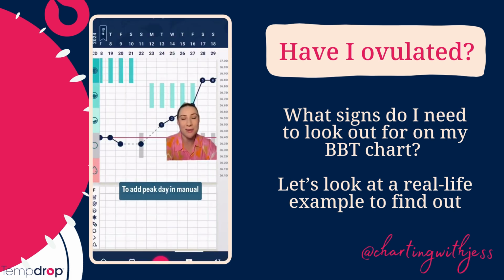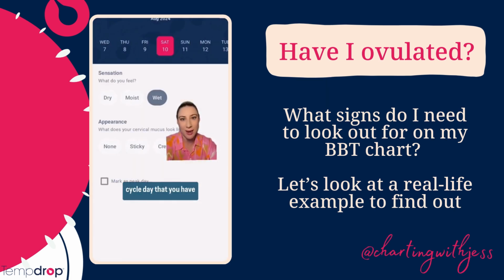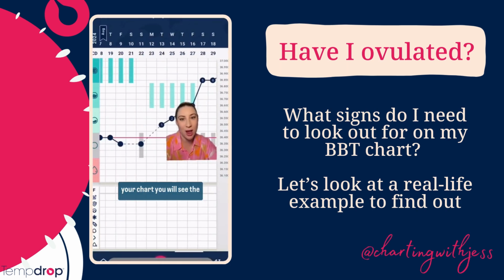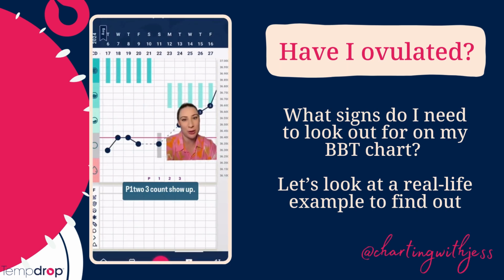To add peak day in manual mode, you would select the cycle day that you have identified and you would tick mark as peak day, that box there. Then once you return back to your chart, you will see the P123 count show up.